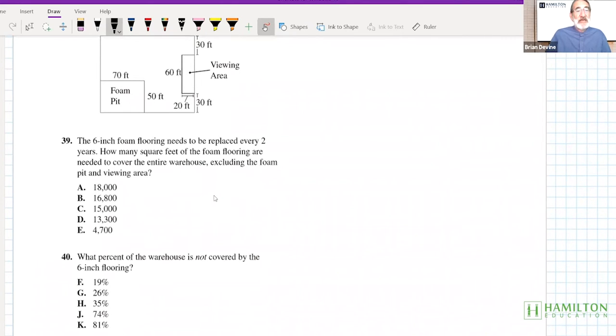39. The 6-inch foam flooring needs to be replaced every 2 years. How many square feet of foam flooring are needed to cover the entire warehouse, excluding the foam pit and viewing area? Well, I'm going to have 150 times 120 would be the actual floor space of the warehouse without the pit. And then I'm going to have to take out the pit, which would be 70 times 50, and the viewing area, which would be 60 times 20.